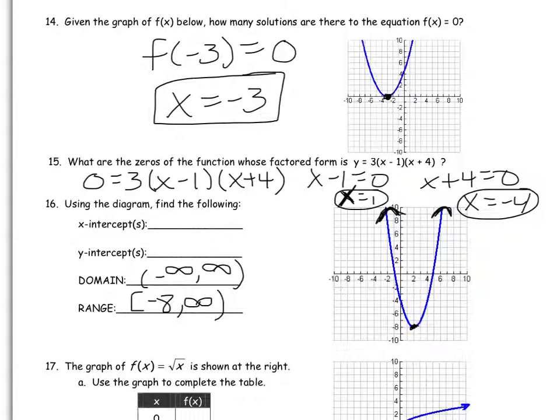The x-intercepts appear to be (-1, 0) and (5, 0). And the y-intercept looks like it's (0, -4).